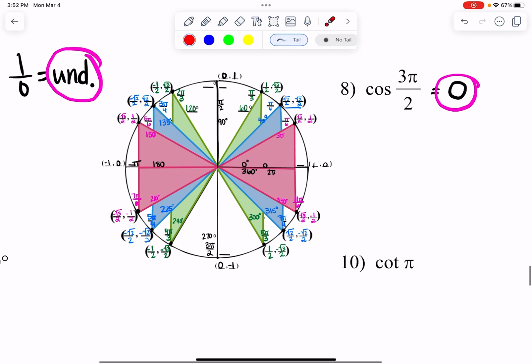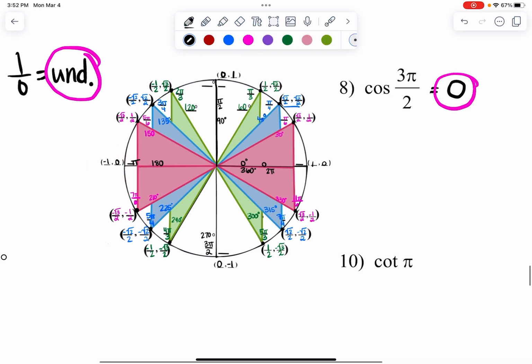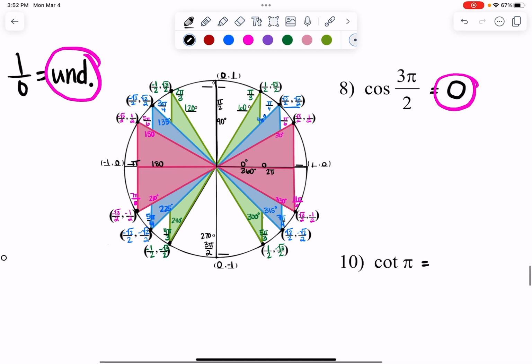Cotangent of pi, so we go to pi, look at our coordinate. Cotangent is x over y, so it'll be negative 1 over 0, which we cannot do, which will make that undefined as our answer.